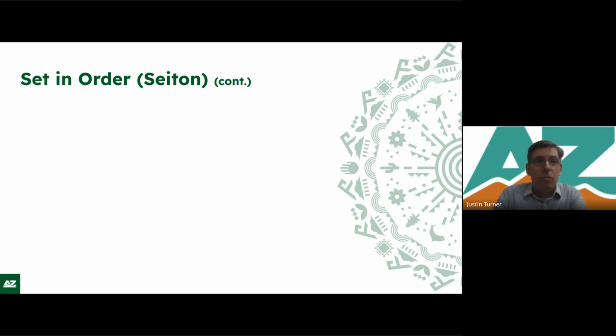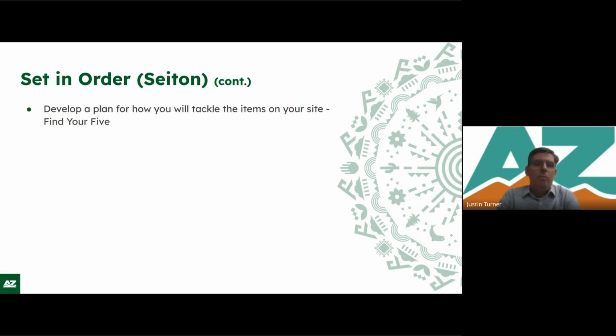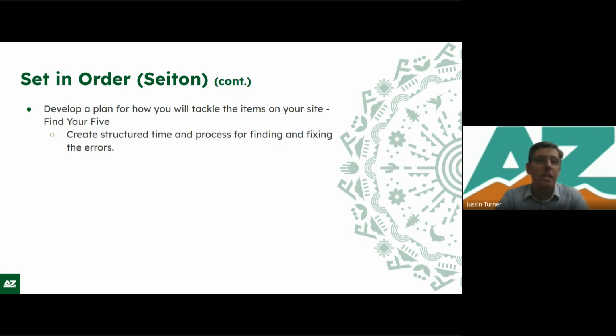This is the next one, set in order. Set in order really goes to the point of, all right, we're going to fix the problems. This is about developing a plan for how we're going to tackle the items on the site. And in the digital dash, we've already described that. And I think every agency has started doing that with the Find Your Five approach.